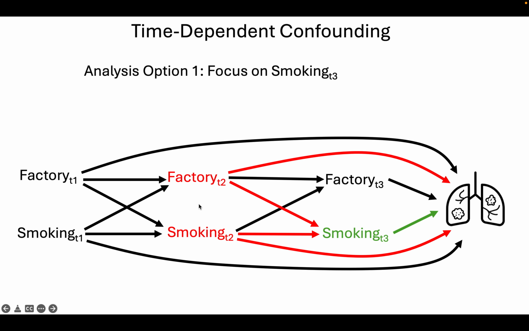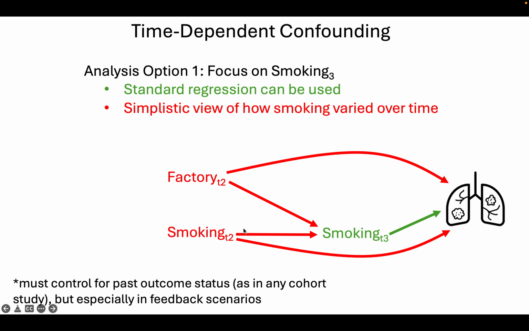But if we ignore the combined effect of smoking and just look at the incident exposure, the most recent exposure, that simplifies things because now we just have prior smoking as a confounder. It goes to smoking at time 2, it goes to smoking at time 3, and is independently related to the outcome. So now it's just a confounder, and factory at time 2 also is directly related to smoking and the outcome. So now we just control for past smoking and past factory work, and you're good. You basically have controlled for confounding.